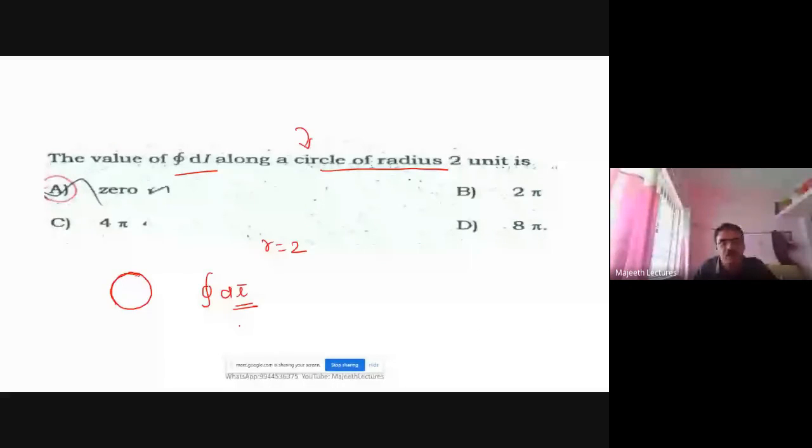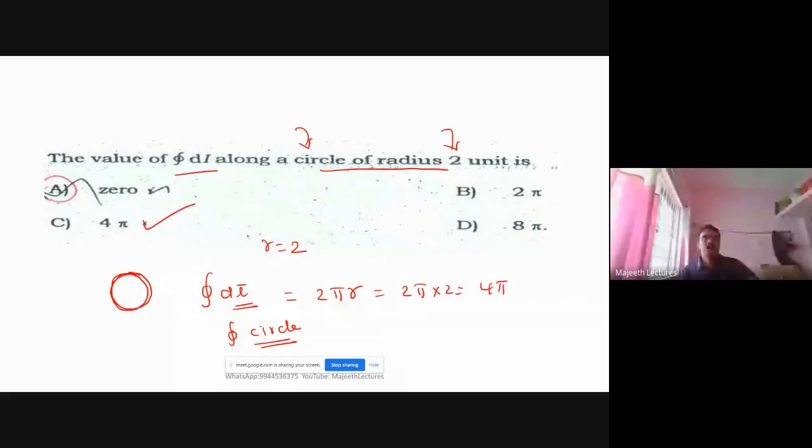So for the closed circle, what is the total circumference? Because total means dl, closed means it is a closed surface. So the total closed length of the circle is 2 pi r. What is the radius here? It is 2. So 2 pi into 2, that is equal to 4 pi. So the answer is option C. Clear? You understand the meaning? So closed integral dl means total length, closed, starting to end point. So that is equal to 2 pi into 2, 4 pi. Simple answer. Right?